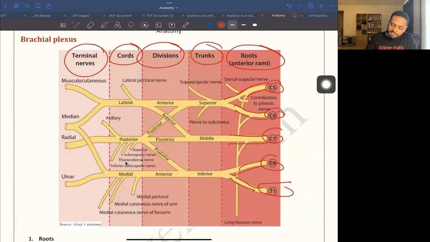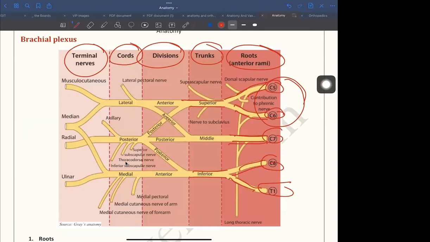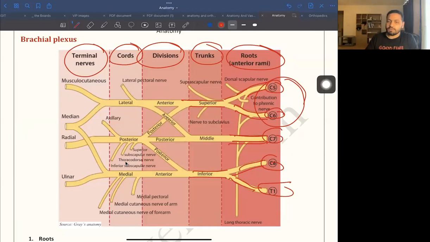Okay, so the upper two roots, 5 and 6, unite together to form the superior trunk. The lower two roots, 8 and T1, unite together to form the inferior trunk. And the middle trunk is a continuation of C7, basically. It does not unite with anyone. And then each trunk will divide into two divisions. So superior trunk will give you posterior and anterior division. Middle trunk will give you anterior and posterior division. Inferior trunk will give you anterior and posterior division.